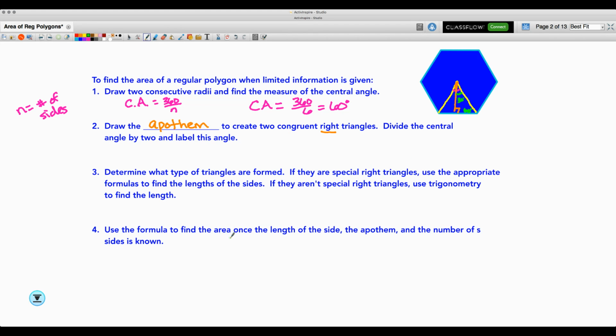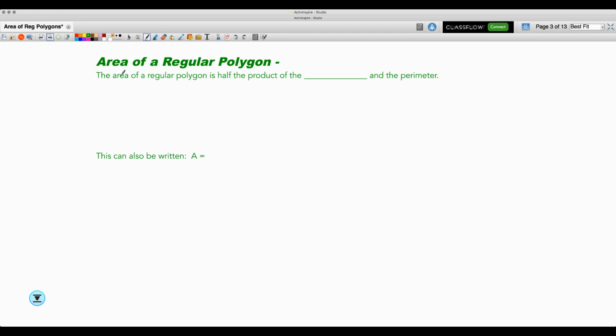And then you use the formula to find the area once the length of the side, the apothem, and the number of sides is known. Okay, and the formula is on this next page. It's technically a theorem. There's two ways of writing this, and I prefer the second one just because it spells everything out. So the area of a regular polygon is half the product of the apothem and the perimeter. So you can see it written like this: capital A for area, 1/2 the product of the apothem, so a, times P, where P stands for the perimeter.